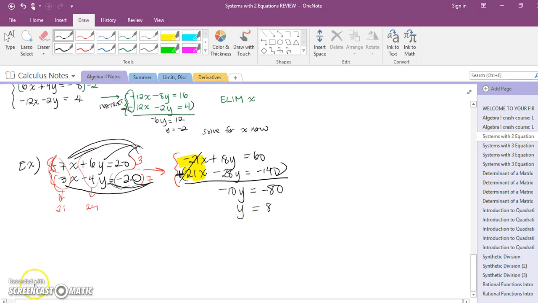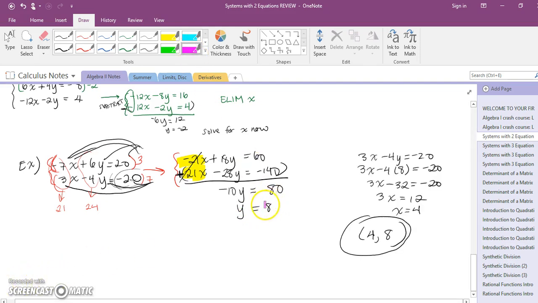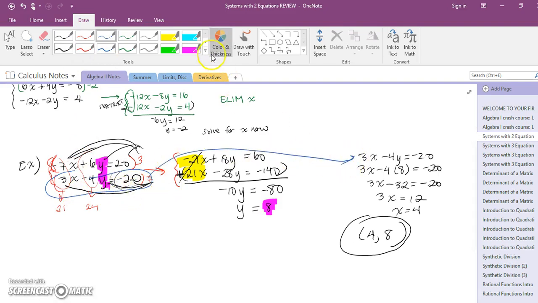And then, of course, you could plug in and solve for x. So that will involve taking your answer for y and either plugging it into here or here. It really doesn't matter. What I did is I took this right here and I plugged in for y, which is 8. And then I was able to get it quickly.